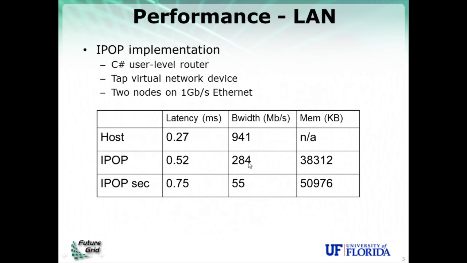The bandwidth is smaller than the peak bandwidth, and this again comes from the overhead of user-level processing and packet kernel-to-user-level crossings. With security, there's an increased latency and bandwidth overhead because of the additional computational cost of implementing security mechanisms such as encryption and authentication.